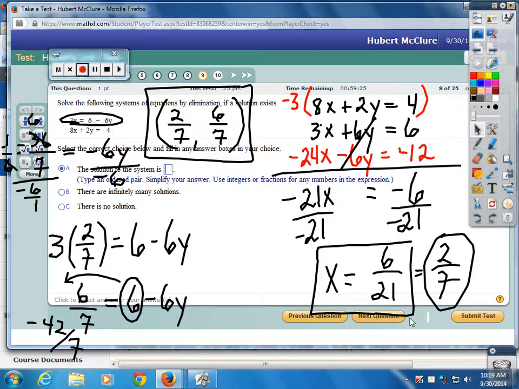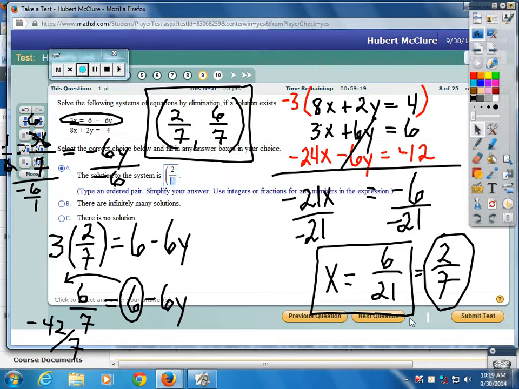Two sevenths, parentheses, 2/7, comma, 6/7. Is that what y'all got? That's what I heard. Does that mean yes or no? Okay, I heard 2 or 3 yeses, so that means that y'all came out with the same numbers.